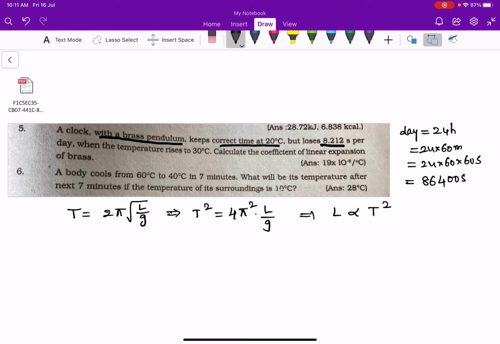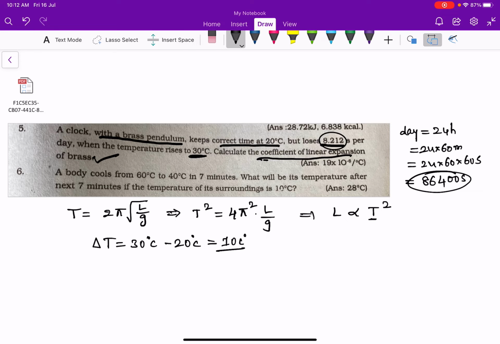So out of 86,400 seconds in a day, it loses 8.212 seconds per day when the temperature rises to 30 degrees Celsius. This is the time period, not temperature. So the temperature change is 30 degrees Celsius minus 20 degrees Celsius, which is 10 Celsius degrees. When the temperature changes by 10 Celsius degrees, what is the coefficient of linear expansion of brass?